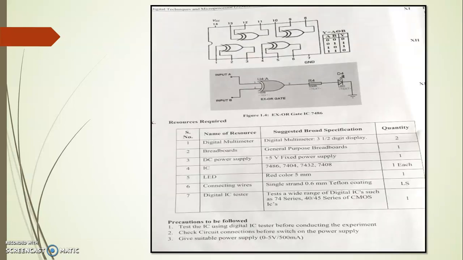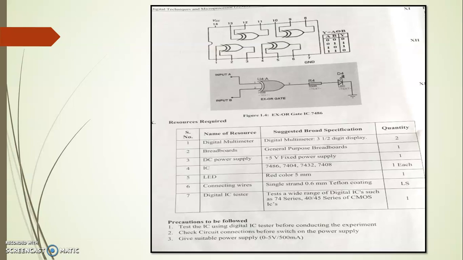Next is your XOR gate. In the XOR gate you can see that there are also two inputs. 0 plus 0 is 0. I will tell you, it is the exclusive addition. 0 plus 1 is 1. 1 plus 0 is 1. And 1 plus 1 is 0. So these are your circuit diagram and XOR gate diagram.